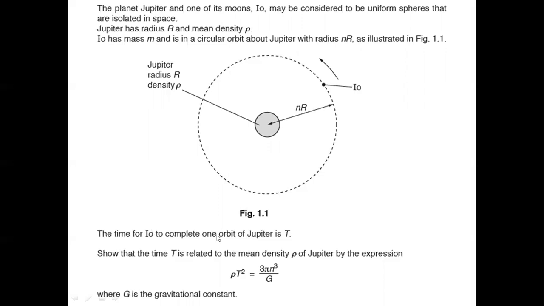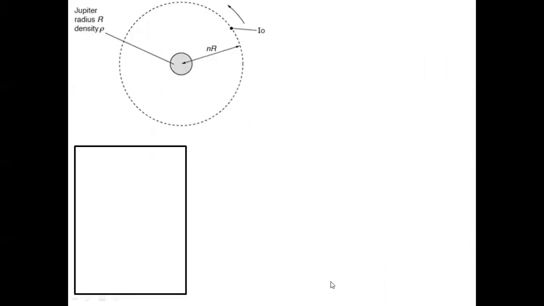So the time it takes for Io to complete one orbit will be t, and we are asked to show this formula over here. So this question is mainly about the derivation of a formula. But of course, we also need to consider the concepts behind it. So again, we have this scenario over here, and let's list down the equations that we will be using.